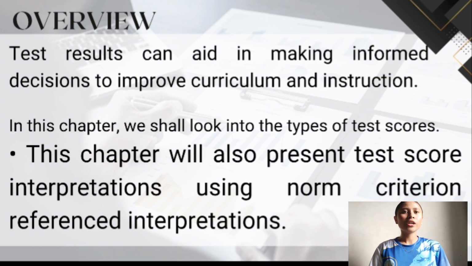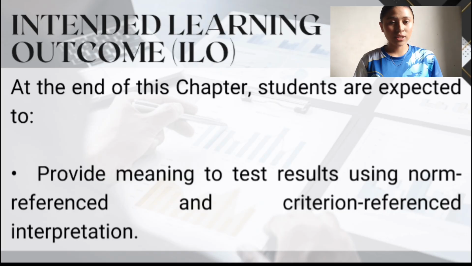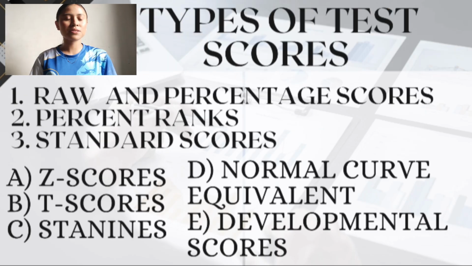So, moving on, here is the intended learning outcome as we continue learning this topic. At the end of this chapter, students are expected to provide meaning to test results using norm reference and criterion reference interpretation. Now, let's proceed to the types of test scores.